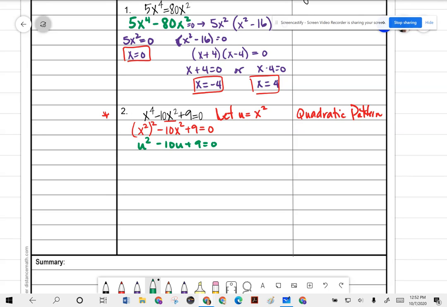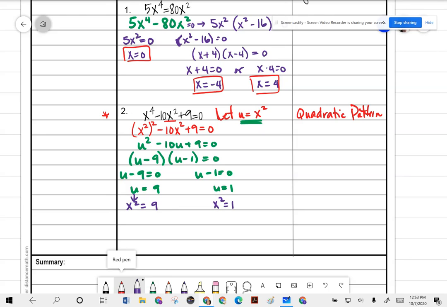And then we can solve by factoring. So if you were to factor this, you're going to get u minus 9, u minus 1 equals 0. And since we're solving, you've got to set each equal to 0 and solve for u. And we find that u is equal to 9 and u is equal to 1. But remember, we're supposed to be solving for x. So at this point, once you solve for u, you go back and replace u with x squared. So we get x squared is equal to 9, and x squared is equal to 1.